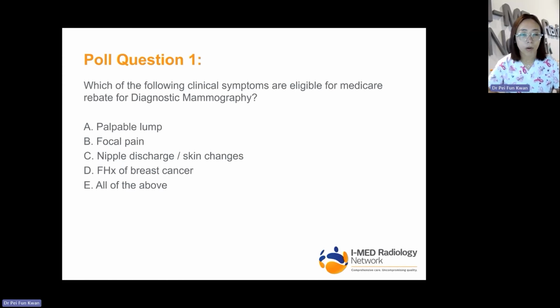Now I'm going to do a poll question to see if you know the Medicare rebate criteria for diagnostic mammogram. So which of the following clinical symptoms are eligible for Medicare rebate for diagnostic mammography? A, palpable lump. B, focal pain. C, nipple discharge or skin changes. D, family history of breast cancer. Or E, all of the above. I'll wait. Please put your answer in the poll.